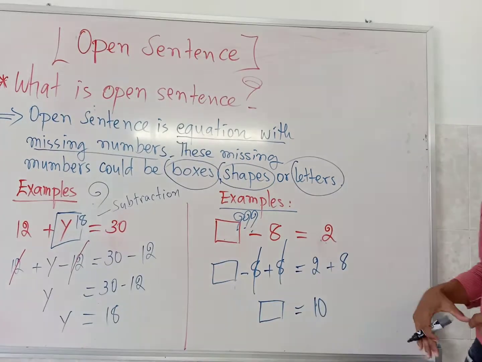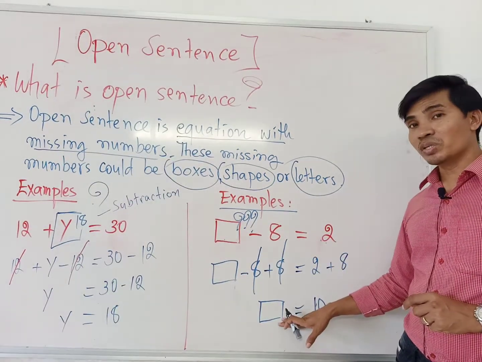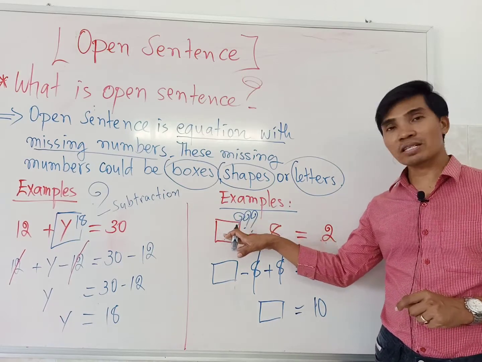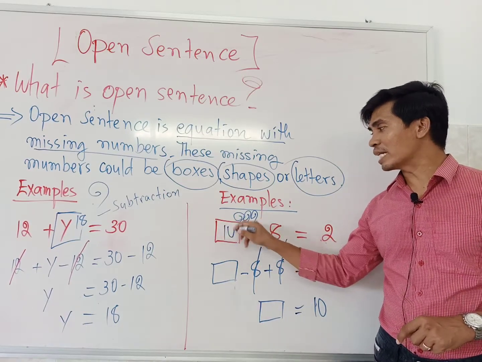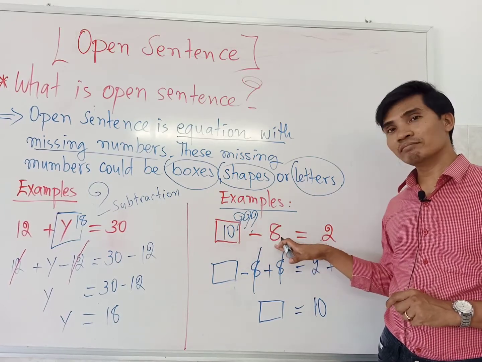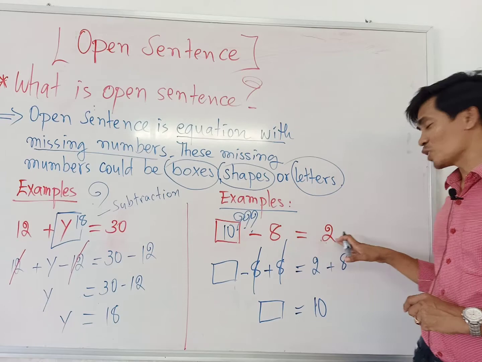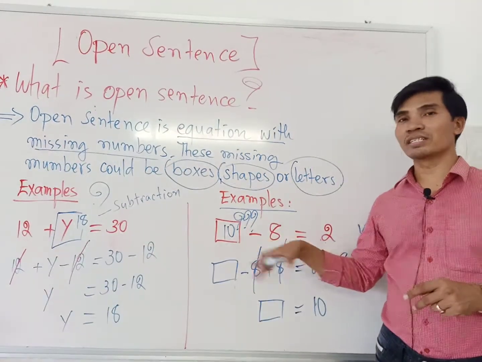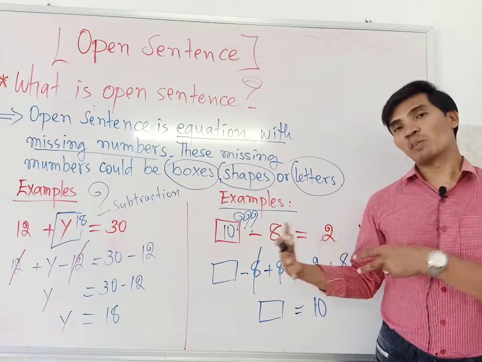Now let's check. We know the value of the box already. The box is 10, so 10 subtract 8 equals 2. So the open sentence is correct, and we can find the missing number in the open sentence.